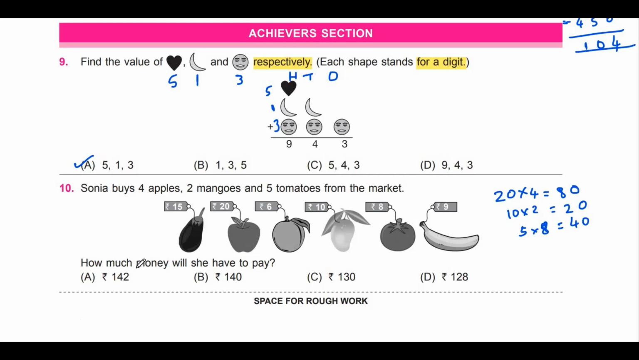So now we have to find how much money will she pay. So altogether how much money she is going to pay. Now let's add all this up. This will be 0. 8 plus 2 is 10. 10 plus 4 is 14. So totally Sonia has paid 140 rupees in the market. So our right option is option B, which is 140. Isn't it easy? I hope this method was easy for you to understand.